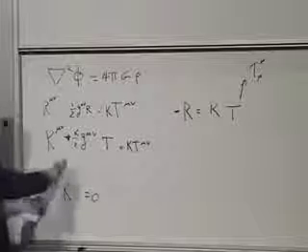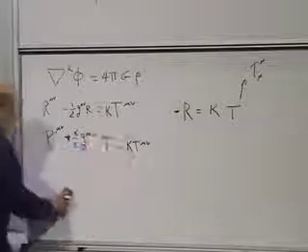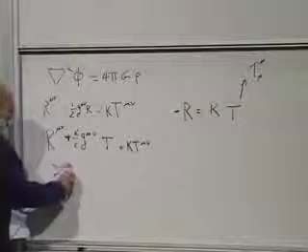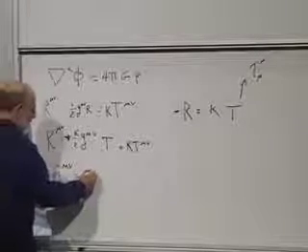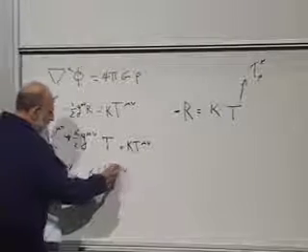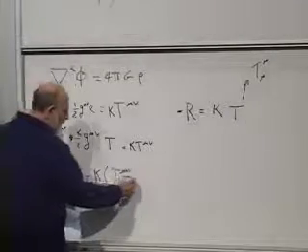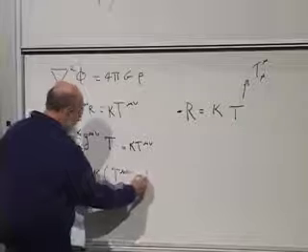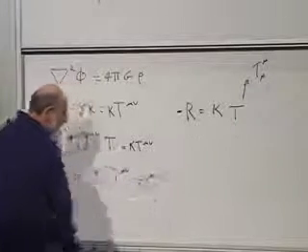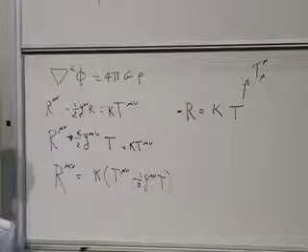And now I can take this over to the other side and write that the Ricci tensor is equal to K times T mu nu minus 1/2 G mu nu times T. So Einstein wasn't so far off.